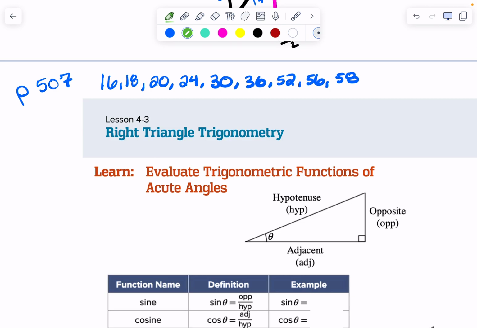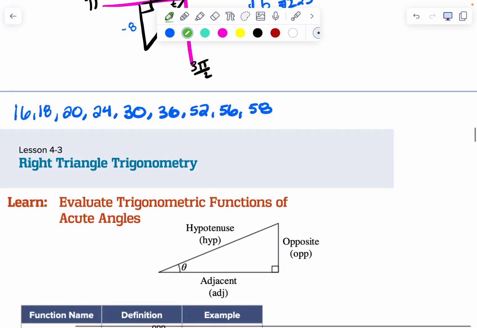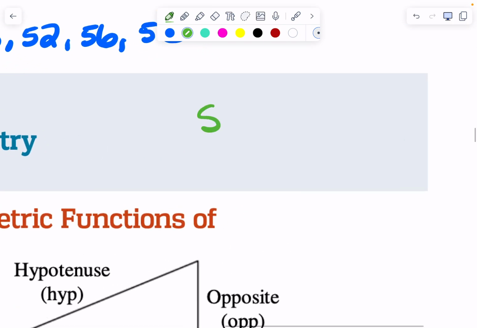Okay. All right. Did you get them all written down? 4-3. Here we go. Right triangle trig. This is back to SOHCAHTOA and all the fun things. All right. At the top, let's write some stuff down.